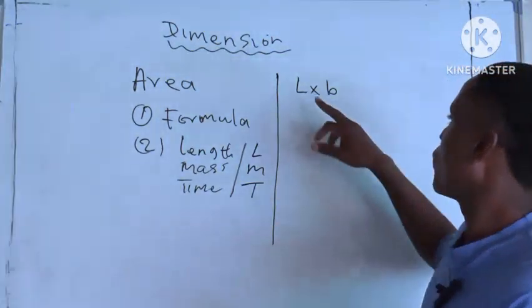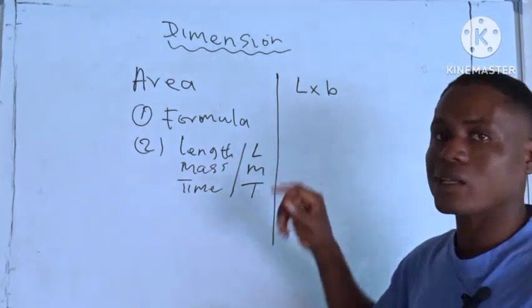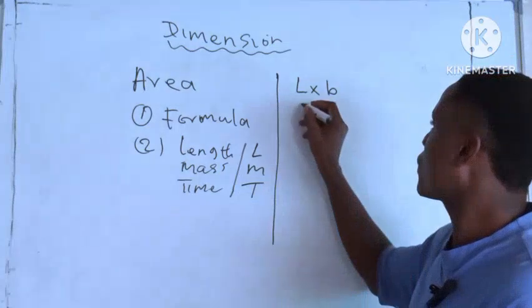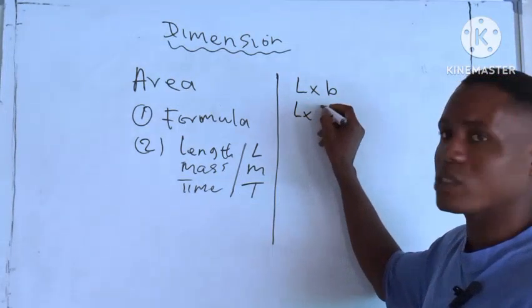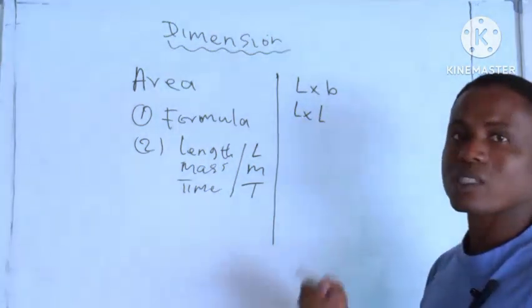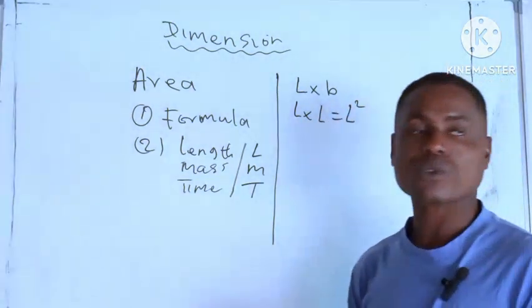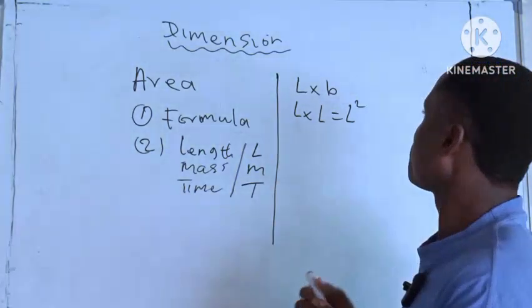Okay, so we have length here and breadth. Breadth can be written as length. Yes, so it will now be length times what? Length, isn't it? So length times length is what? It is length square, or L square. L times L is what? It is L square. So look at it.